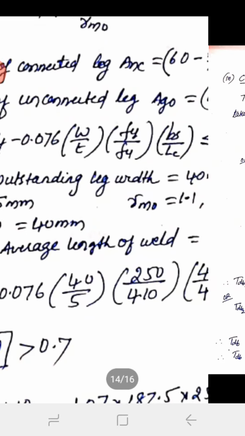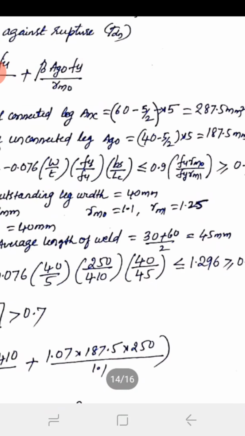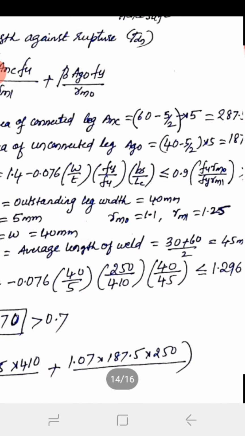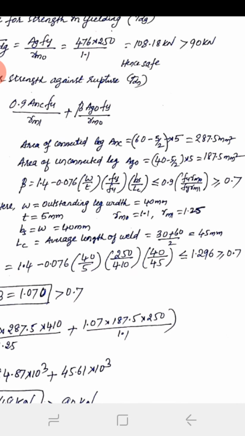So the connected leg area, that is ANC, I have calculated here. Then the unconnected leg area also I have calculated here. Then you calculate the beta value. You are very familiar with this, how to calculate the beta value, because we have solved many problems in earlier lectures. So please refer to that and calculate the beta value here.